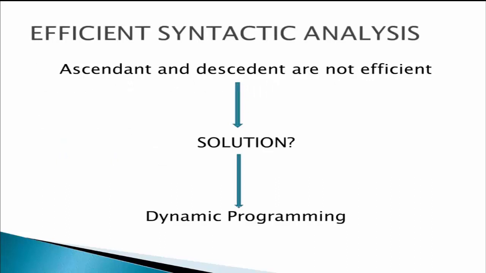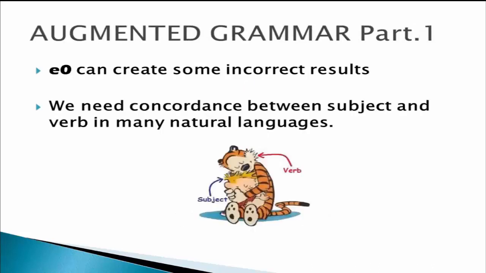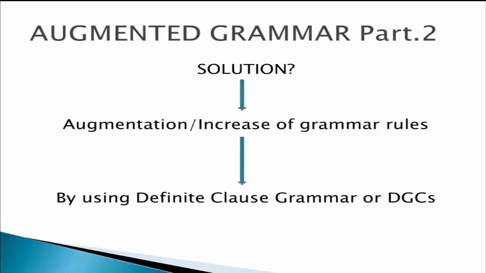To solve this, we use dynamic programming, which is based on the principle of storing a substring the first time it is analyzed, so it won't have to be analyzed again. This technique is used by the algorithms called syntactic analyzer graphs. When we defined E0, we saw it could create some incorrect phrases that are not permitted by the concept of concordance between the subject and the verb that exists in so many natural languages. To solve this, we need to increase the already specified grammar rules instead of introducing new ones. To do that, we use the definite clause grammar, or DCGs.